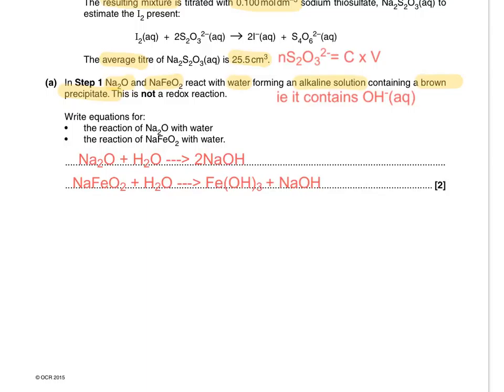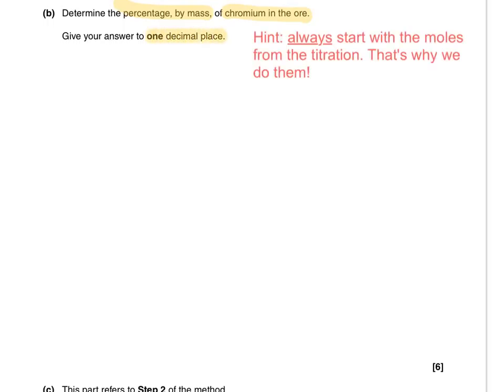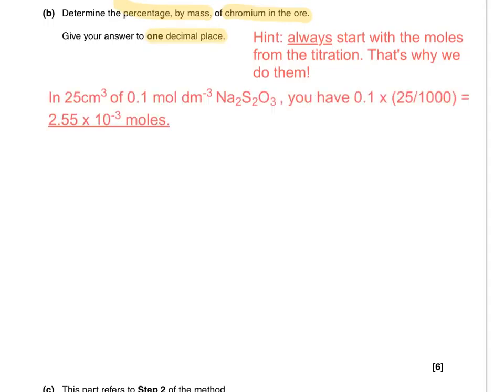So let's go to the final bit, where it asks us to determine the percentage by mass of chromium in the ore, and give your answer to 1 decimal place. So my big hint here would be to always start with the moles in the titration. So that's why we do them. So let's do this systematically. So that's our starting point. We're using n equals V times c. So up at the top I've put for reference the 2 mole calculations that we may be using during the course of this calculation.